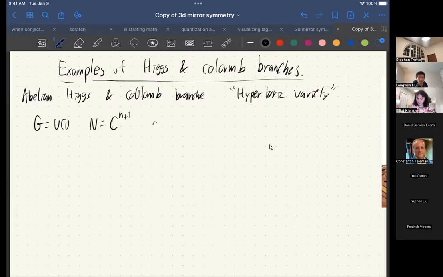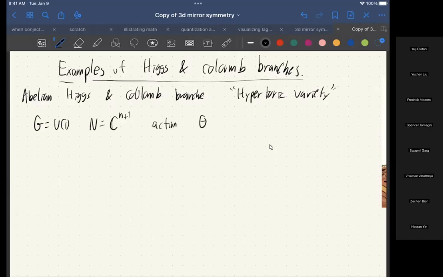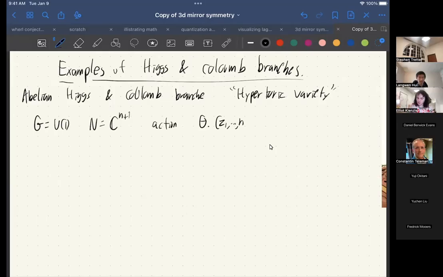Okay, I need to define an action. For an angle theta, it's going to act on a tuple of complex numbers diagonally. Let's just write diagonally.